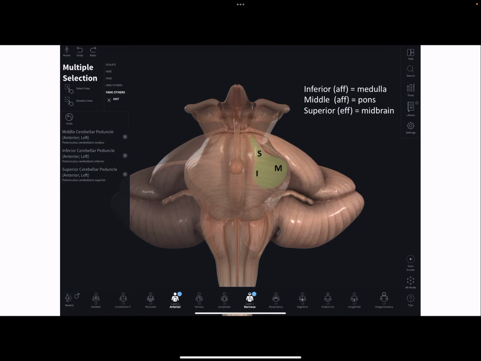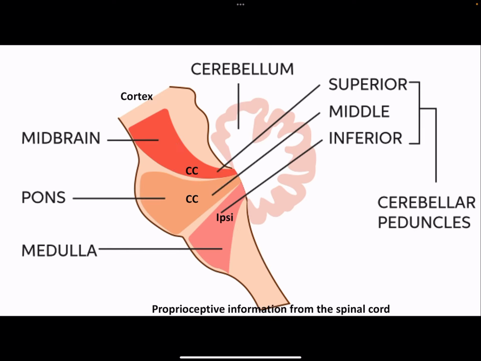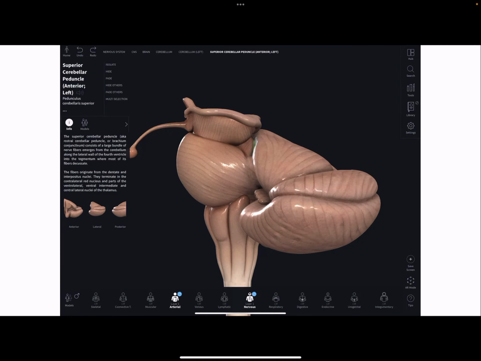Oh, gosh. Did it even work? Nah, I don't care. All right, that's inferior, that's middle, and that's superior. You get the idea. All right, so again, proprioception, vestibular, sight is coming in from the bottom, in from the middle. It's getting processed, and then it goes out through the superior cerebellar peduncle.